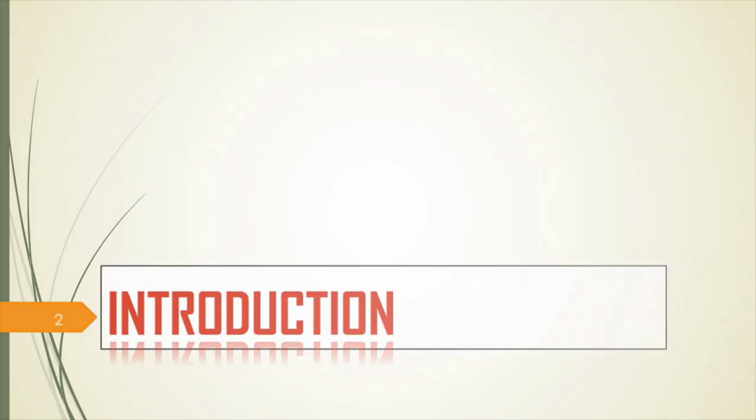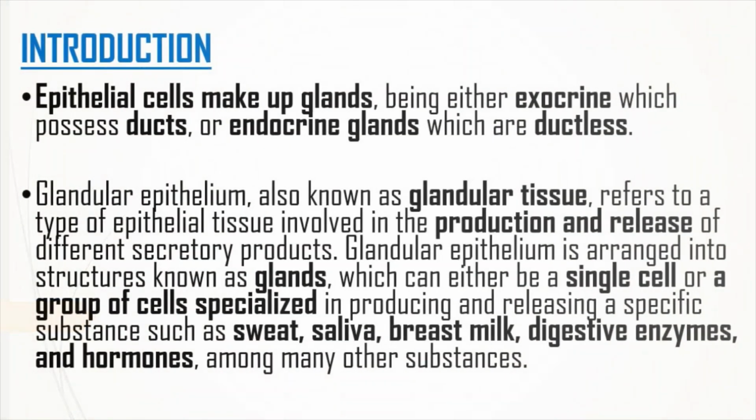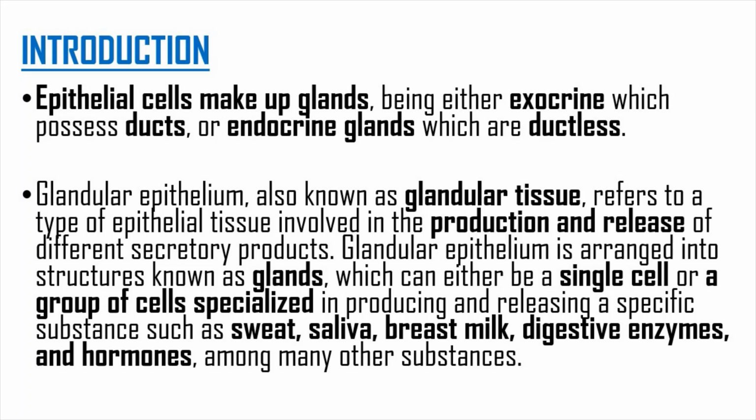So on the introduction, you have to know that epithelial cells make up glands, being either exocrine, which possess ducts, or endocrine glands, which are ductless. Glandular epithelia, which is also known as glandular tissue, refers to a type of epithelial tissue involved in the production and release of different secretory products.